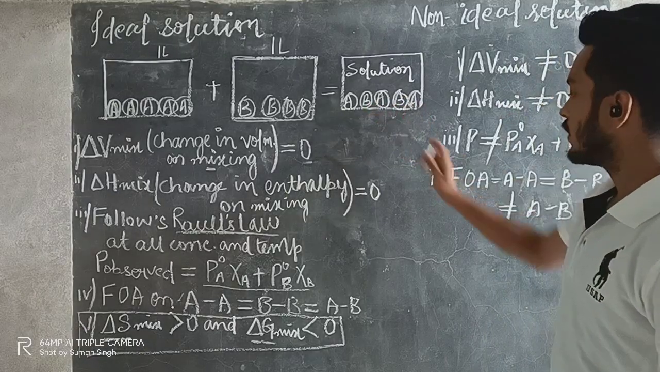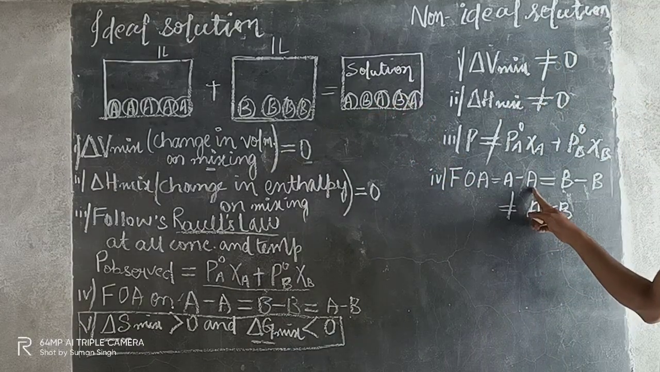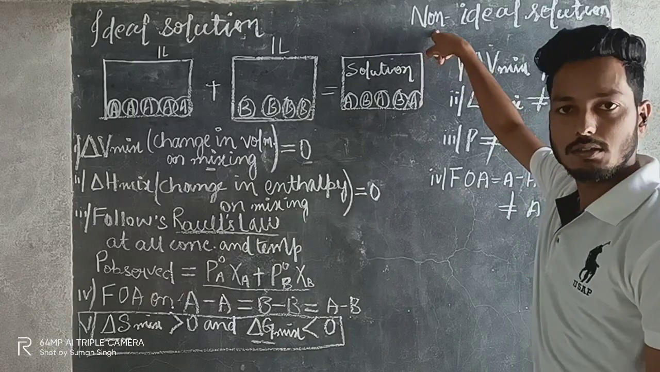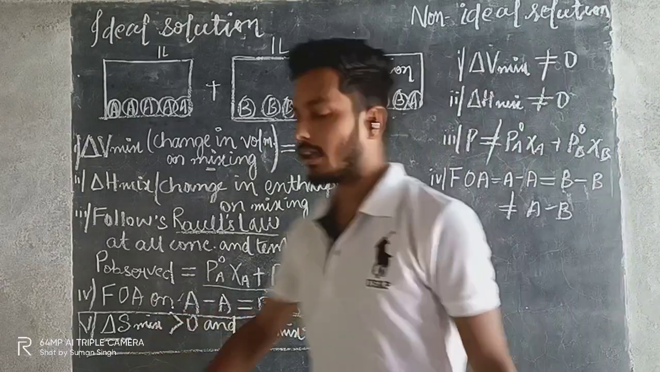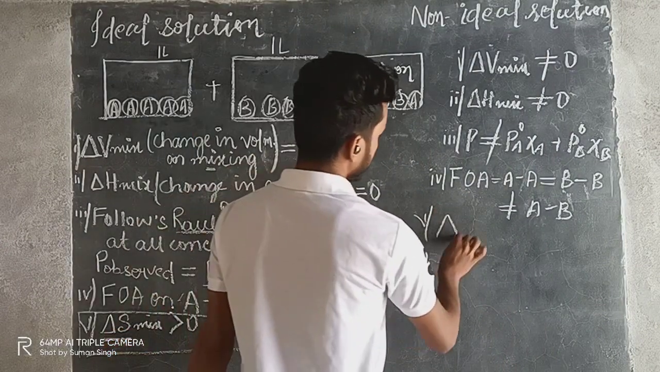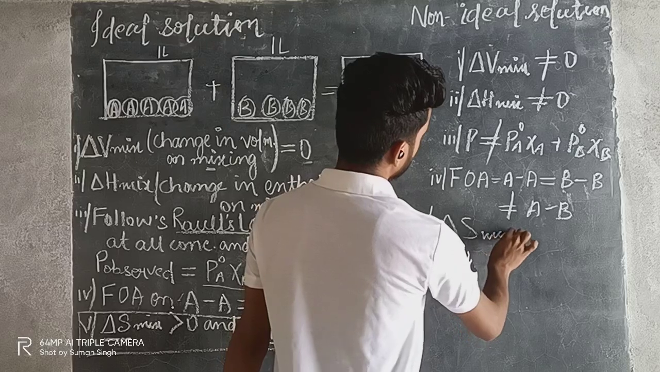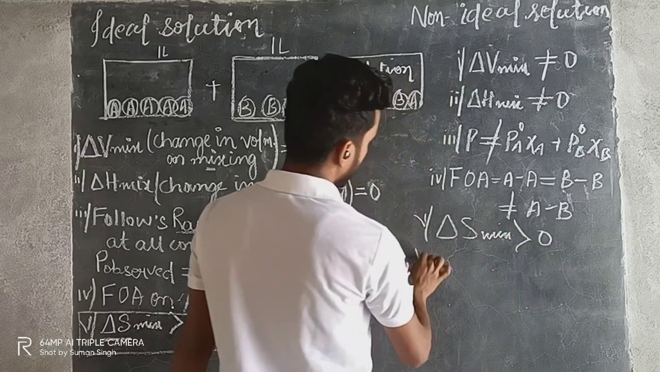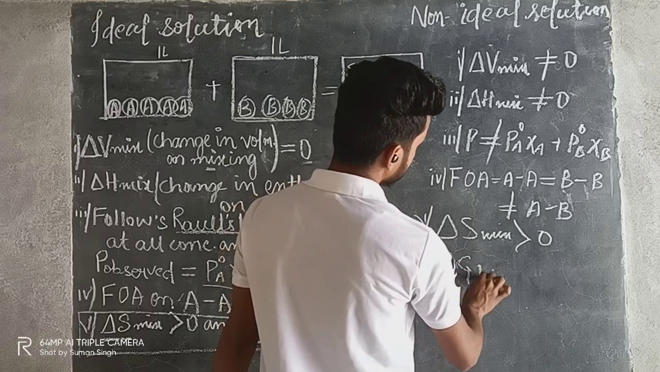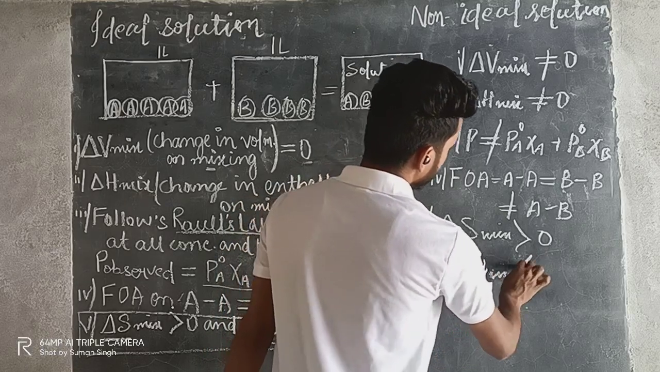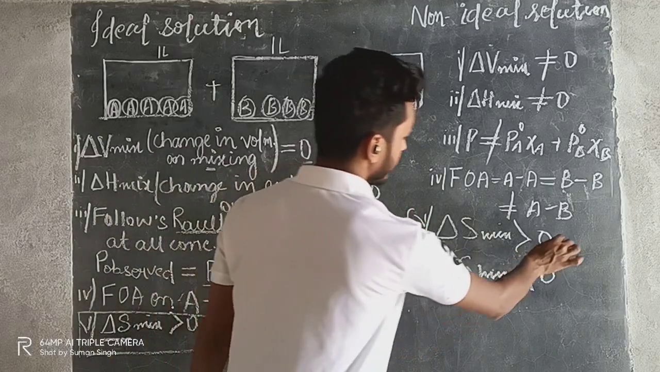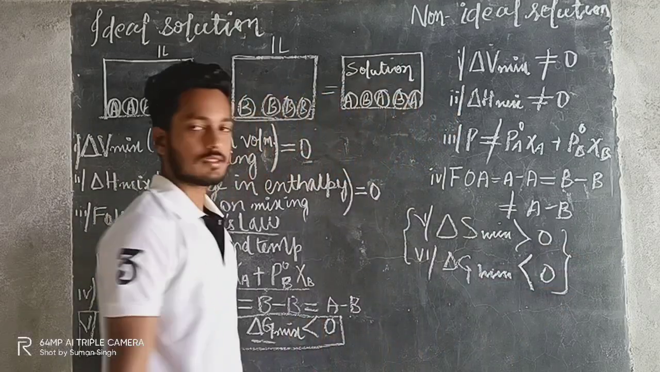Okay, so if the force of attraction between AA and BB is not equal to AB, then it is also called a non-ideal solution. And for this, as I have already told you, the fifth thing will be the same for all: del S mixing will always be greater than 0, and the sixth thing is del G mixing will be smaller than 0. So this is the same for both ideal and non-ideal conditions.